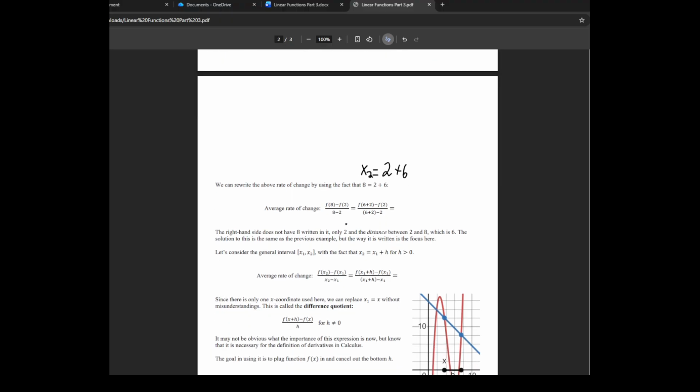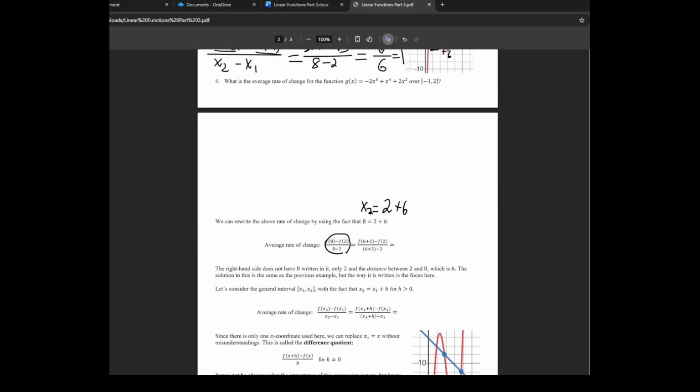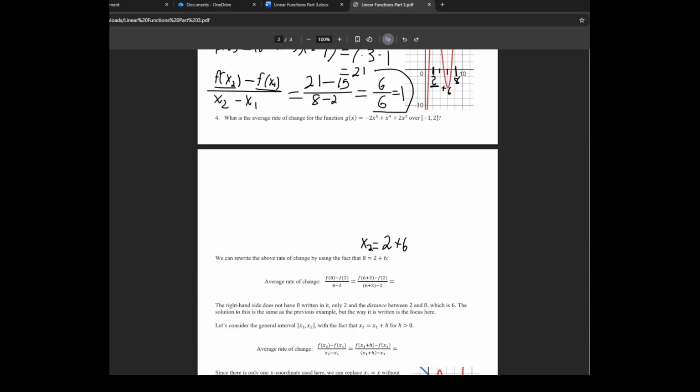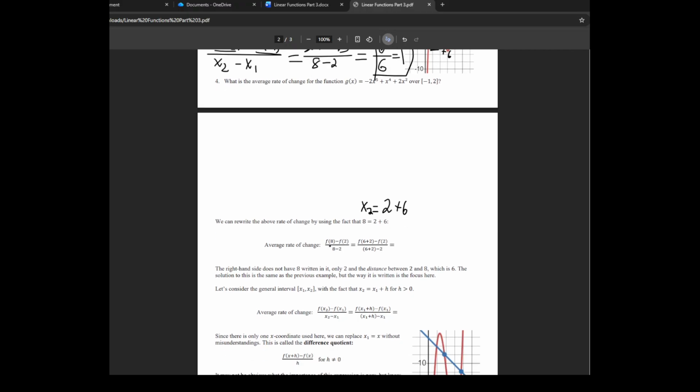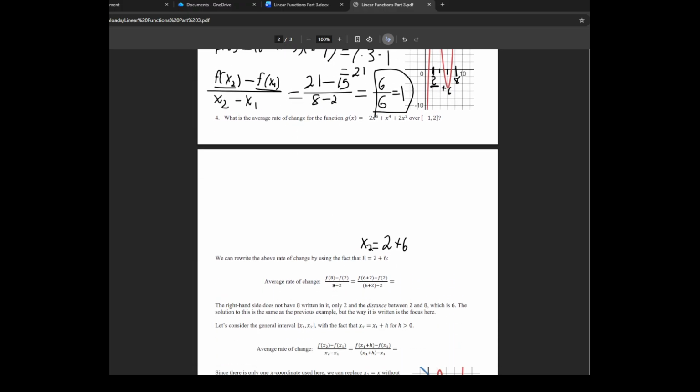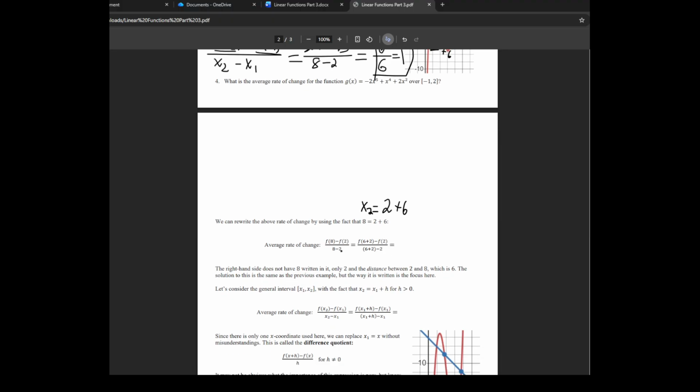So instead of x2 just being 8, we're going to write it as 2 plus 6. All right, what we end up with is something like this right here. And we're going to rewrite it in this format right here, and it's going to give us the exact same thing as this, but let's check it out. So f of 8, that's what we did for f of x2. f of 2, that's what we did for f of x1, over x2 minus x1. Yeah, same thing. All we're going to do right here is rewrite 8 as 6 plus 2, or 2 plus 6.